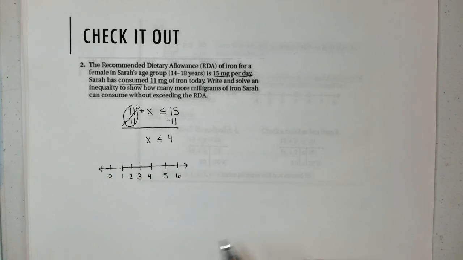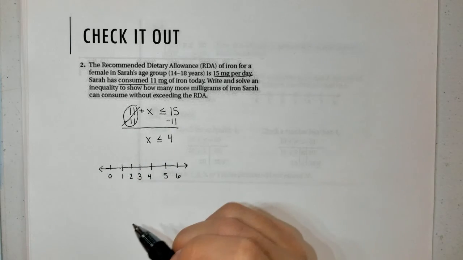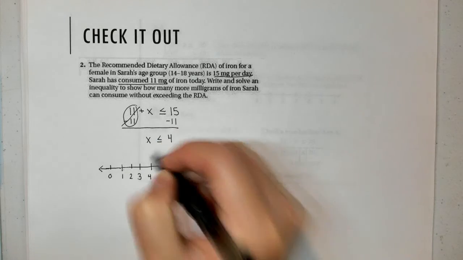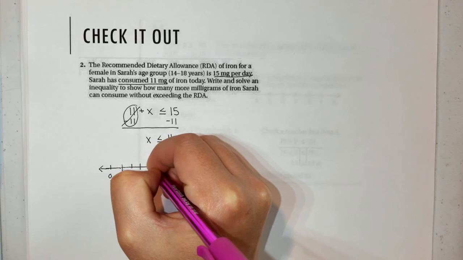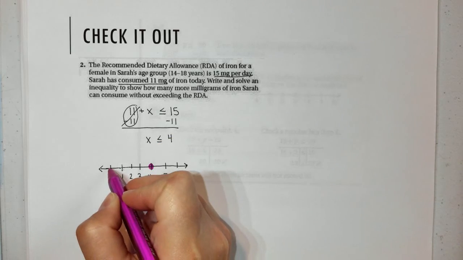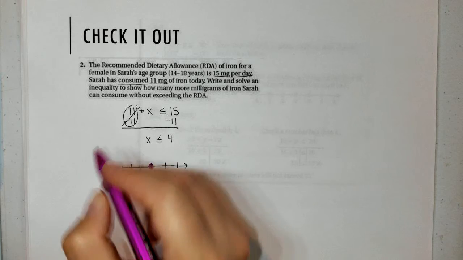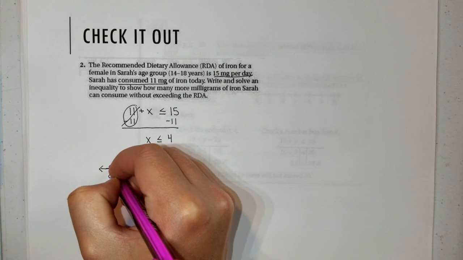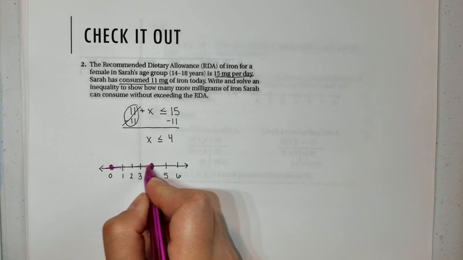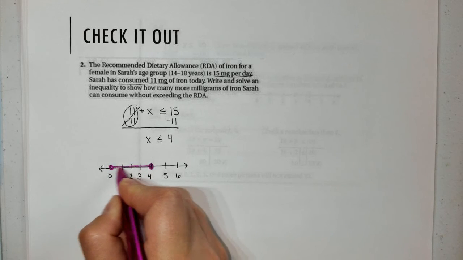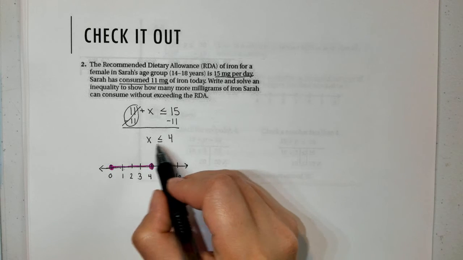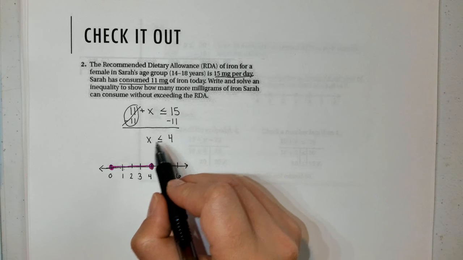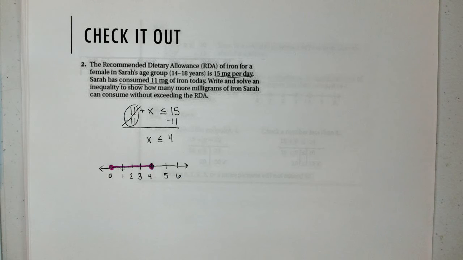So we can have less than or equal to 4. We're going to have a closed dot at 4 because it could be equal to, and then it could go to 0. But it can't go less than 0 because it can't be negative. So anywhere between 0 and 4 would be a solution to this situation. So here Sarah can consume 4 milligrams or less to meet the RDA's requirement.